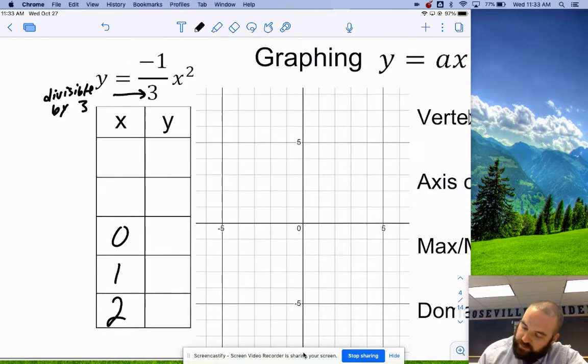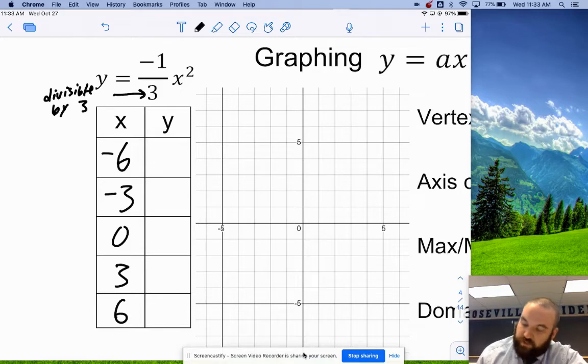So I want divisible by 3. Now, I can always use 0, right? 0 is going to be easy. 0 divided by 3 is going to be 0. Okay, but then I'm going to use positive 3 and positive 6. And then just so I can get a couple negative numbers as well, I'm going to use negative 3 and negative 6. So now what we're going to do is take x and square it, and then multiply by negative 1/3, which is actually the same as dividing by negative 3. You can look at it either way.